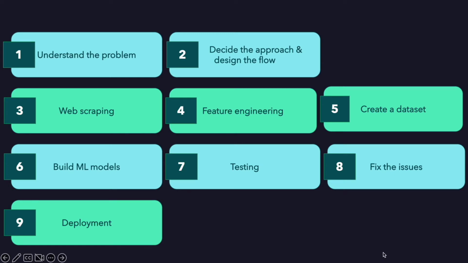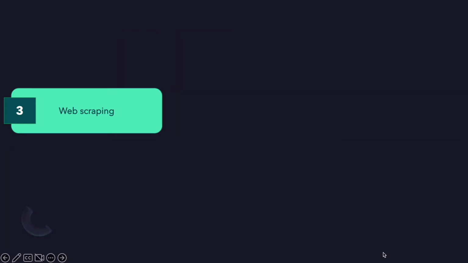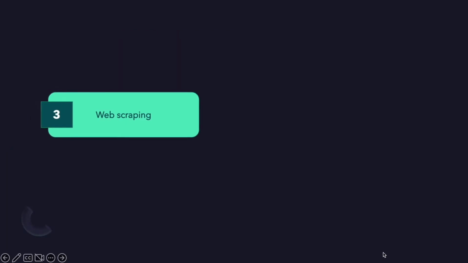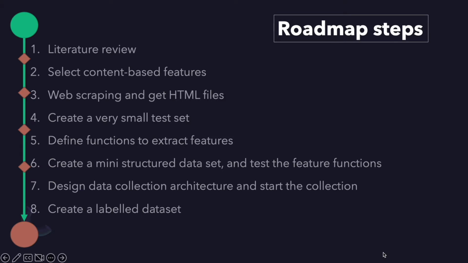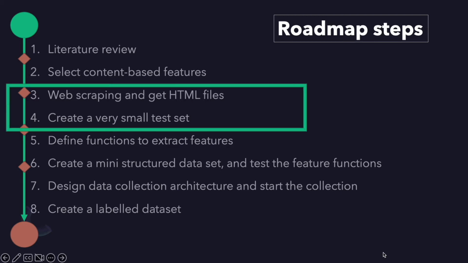Hello everyone. After long theoretical sections, we are ready for the hands-on part. In this video, I will show how to use Python for web scraping and scraping phishing websites. I will show the BeautifulSoup module and we will parse and inspect HTML files. And finally, we will create a mini dataset to test our feature extraction functions. If you look at our roadmap steps, we will complete steps 3 and 4.